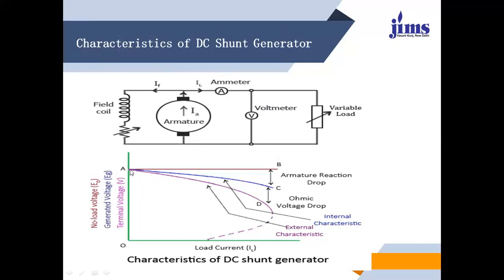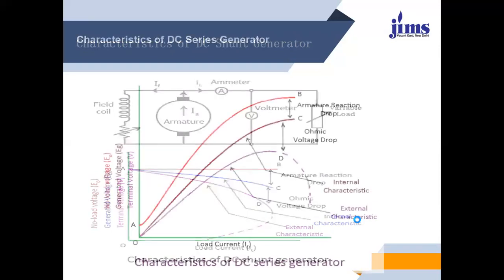Over here, A to B is the curve for the no load characteristic. Then A to C will be called the internal characteristics after the armature reaction drop. And A to D will indicate the external characteristics of the machine while reducing the ohmic voltage drop of the machine.